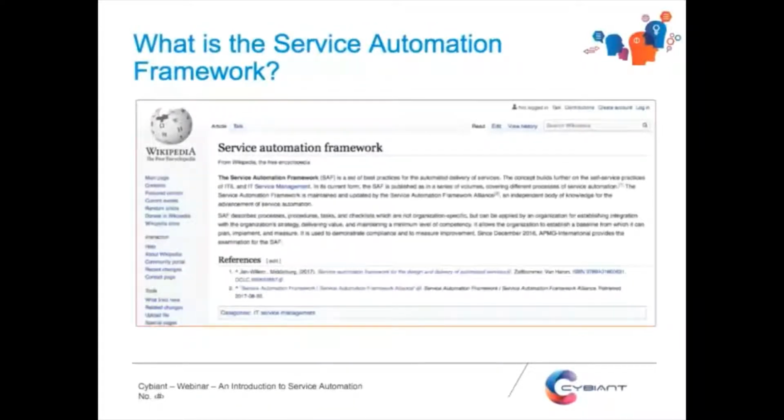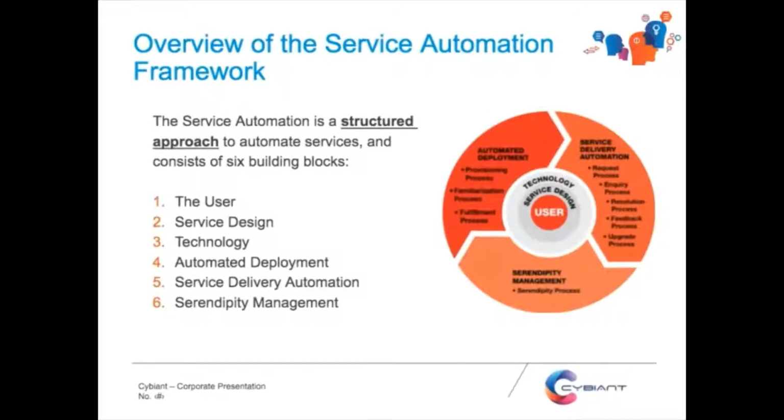So how does the framework look like? The framework is a very structured approach in order to automate existing services. So it's a great tool for companies that are already providing services on a day-to-day basis and want to take the next steps in order to automate them. And that's what the service automation framework is. On the slide in front of you, you see the 6 core building blocks of the service automation framework. And the whole model starts from the inside out. We will first start with discussing user requirements and user needs. And that's what you see in the middle.